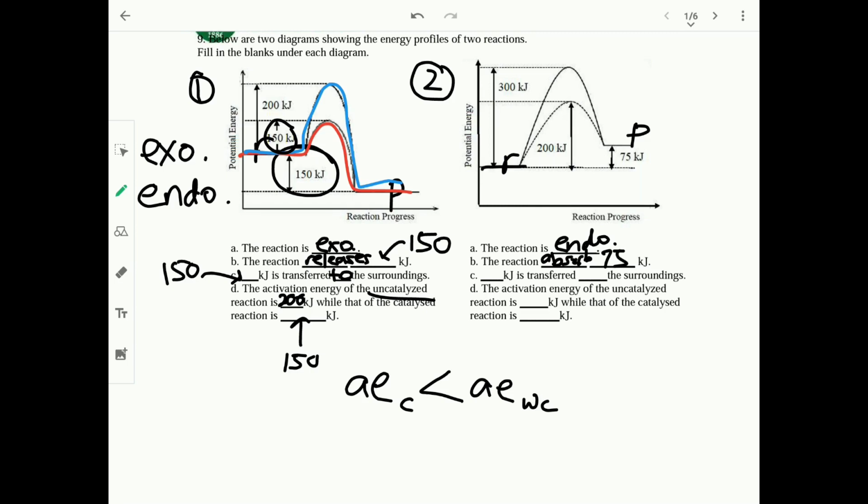Why? If you look at the difference, if you draw a line here and here, you see that the height difference is 75. So blank kilojoules is transferred, obviously 75. Is it to or from? From the surroundings. And now again I'm going to use red and green. This is the red, and this is the green, which has a lower height. So the catalyzed reaction would have a lower activation energy, so this would be 200, again looking at the heights, and the uncatalyzed reaction would be 300. So you just look at the heights.